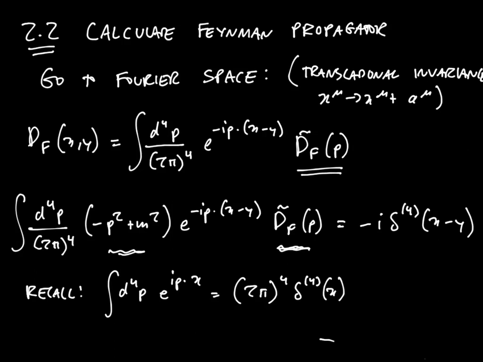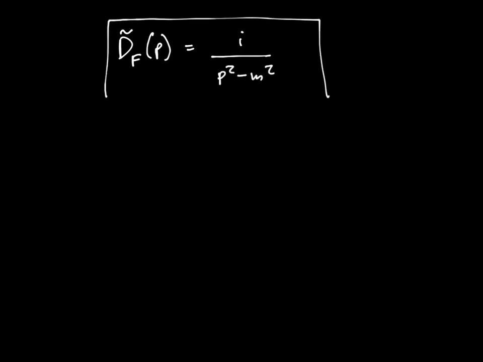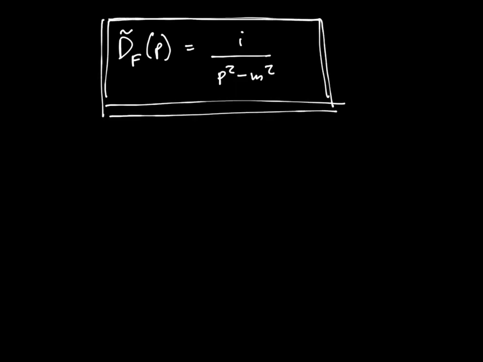Okay? So that tells us what D_F of p is. It must be 1 over p squared minus m squared. If you get all the factors right, it turns out it's a factor of i. And we end up with the following expression for the propagator in Fourier space. D_F twiddle of p is i over p squared minus m squared. This is an extremely important formula. This is the Feynman propagator in momentum space. And we'll use this over and over again in what follows.